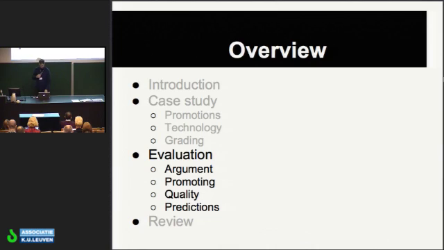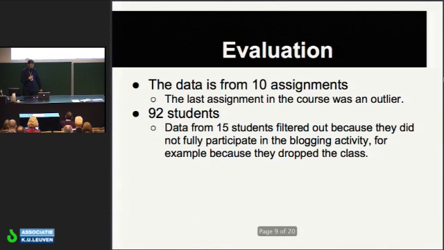So let's step into the evaluation part. This is data from the first 10 assignments. The last assignment was an outlier because it's close to exams. It's the last assignment, so there was no incentive to build upon it in a later assignment, because it's gone. We had to filter out some of the students from the data because some did the first assignment and quit the course, or for other reasons that would have been handled differently anyway outside the system.